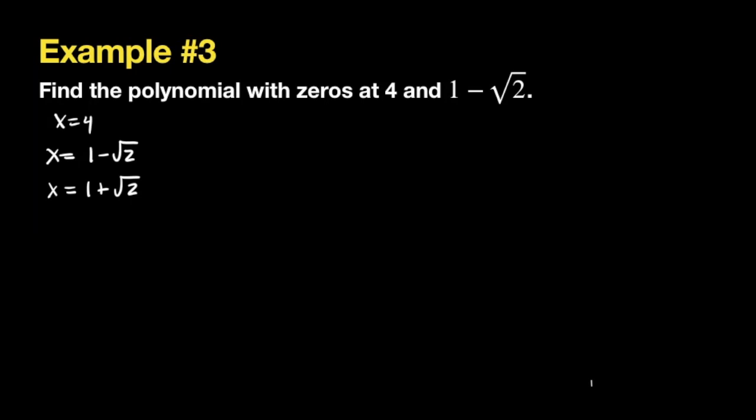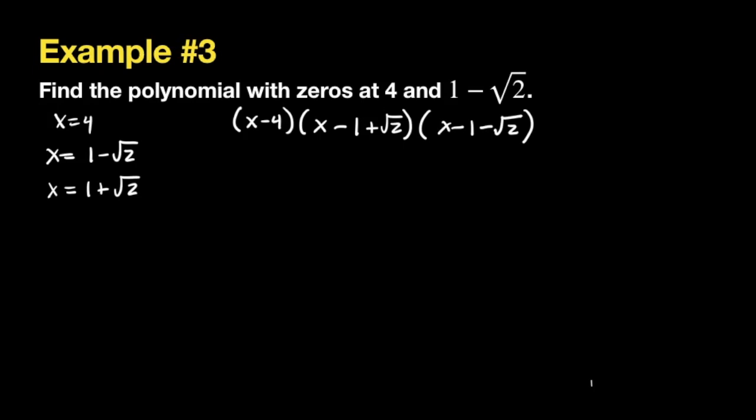When we put it in our factor forms, we have x minus 4. We change the sign. Then we have x minus 1, and we change the sign, so positive square root of 2. Then we have x minus 1 minus square root of 2. And once again, we're going to be multiplying everything out, and we need to make sure that that square root of 2 cancels out. If you end up with a square root, that's wrong.